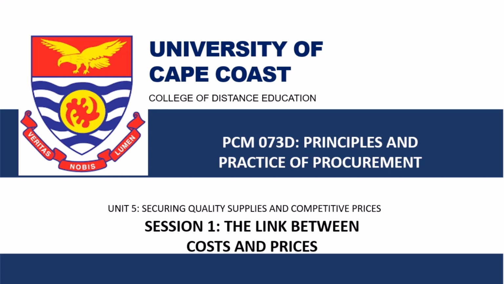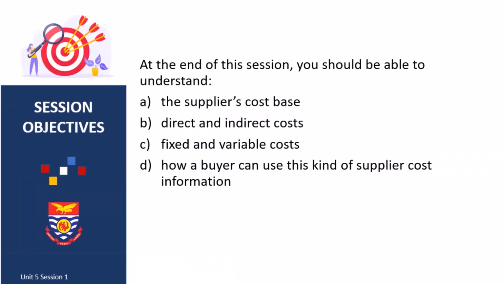On to Principles and Practice of Procurement. We are on the fifth unit, that is Securing Quality Supplies and Competitive Prices. Section 1, the link between costs and prices.